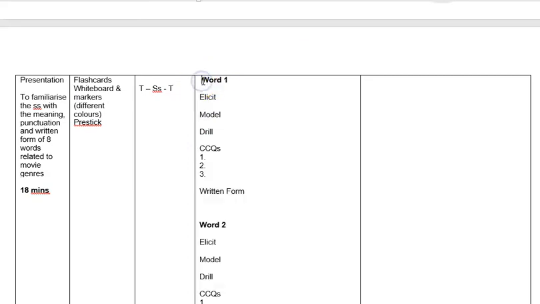Now we move on to the scripting of each actual word. There are 5 steps you need to follow. You need to elicit the word, model the pronunciation, drill the word, ask lexical CCQs, and finally present the written form. The order of these steps cannot be changed.